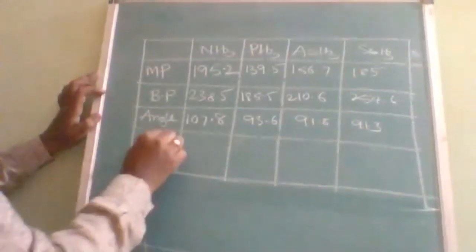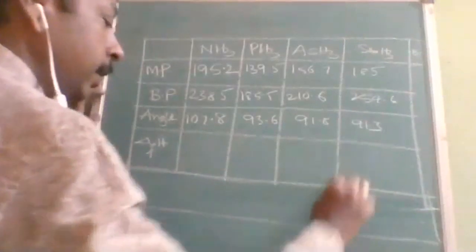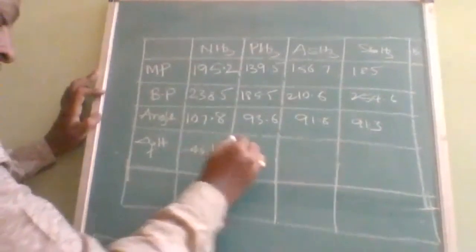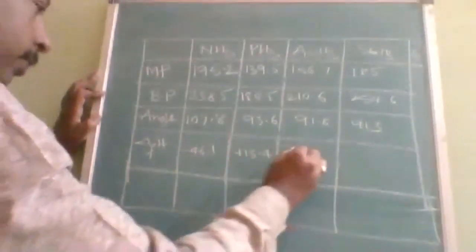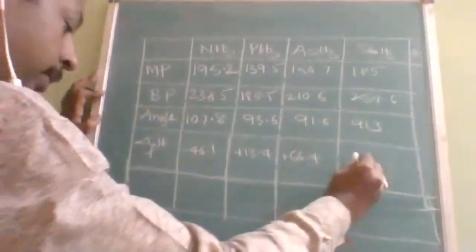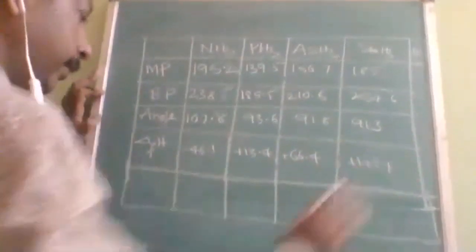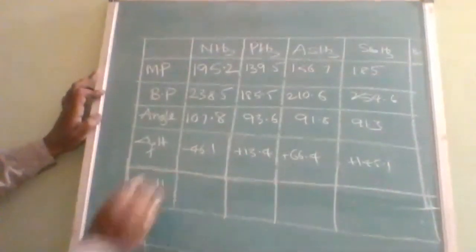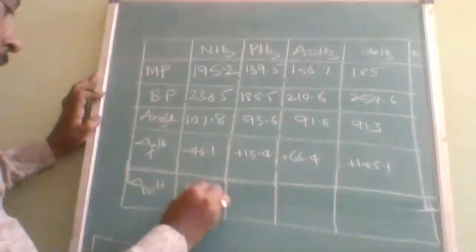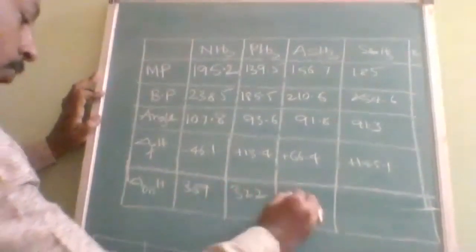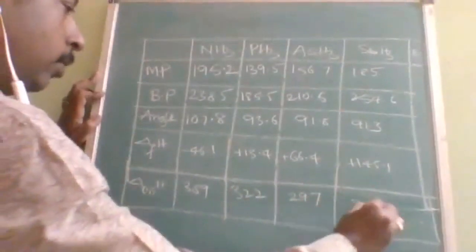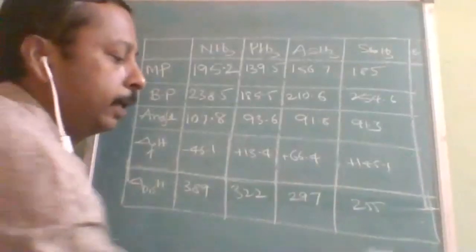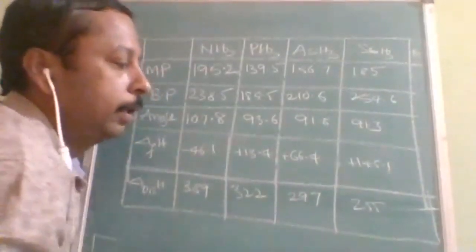Then there is a column, enthalpy of formation. Enthalpy of formation is -46.1, plus 13.4, plus 66.4, plus 145.1. And the dissociation bond enthalpy is 389, 322, 297, 255. These are the values given in the NCERT.